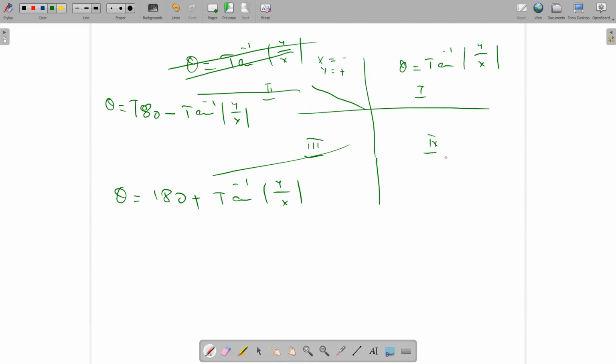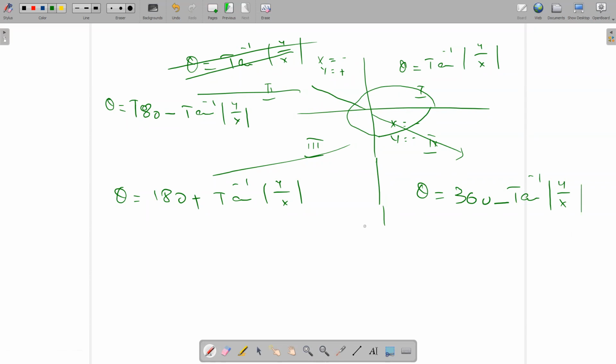If it is in the fourth quadrant, how do we know that it is in the fourth quadrant? If both are negative, I mean x is negative and y is negative, it means it is here in the fourth quadrant. So the theta value will be 360, because here you go 180, 270 and 360.